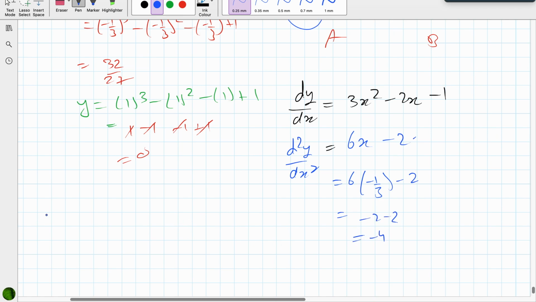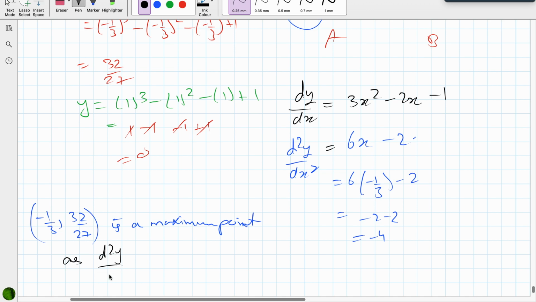So I can say negative 1 by 3 comma 32 by 27 is, this is negative and negative means sad face, a maximum point. Why is it a maximum point? Because d square y over dx square is less than 0.